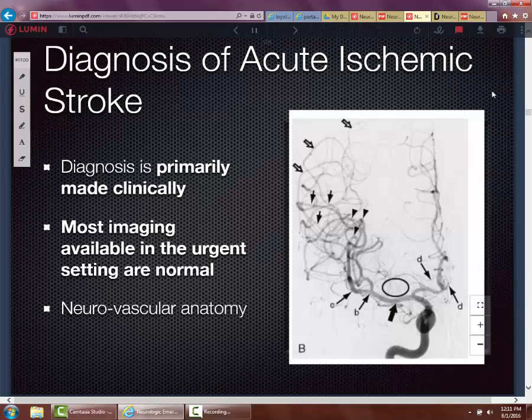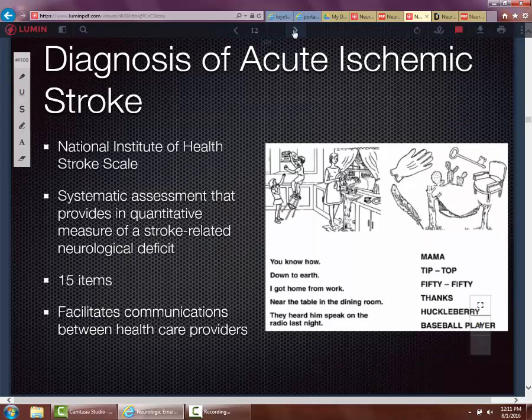The diagnosis of acute ischemic stroke is still to this day made primarily clinically. Most imaging you obtain in the urgent setting is normal, and you really have to understand neurovascular anatomy to know how to do this correctly. And I don't suppose any of you are going to go home and start reading about neurovascular anatomy. I think the American Heart Association and the NIH recognize this, that not all providers are going to have an understanding of neurovascular anatomy to diagnose acute ischemic stroke.